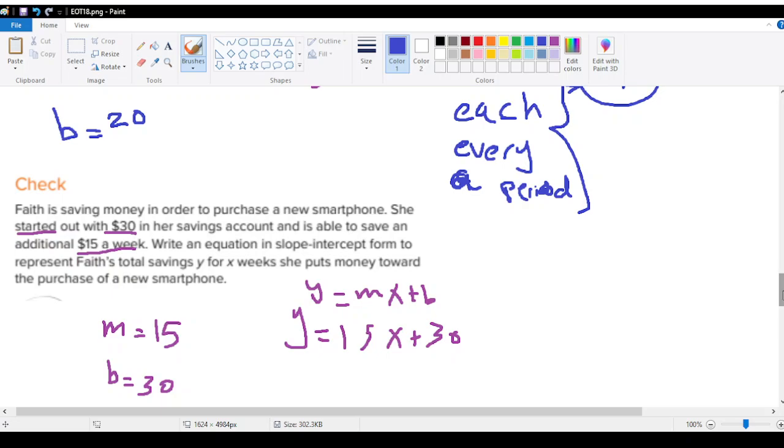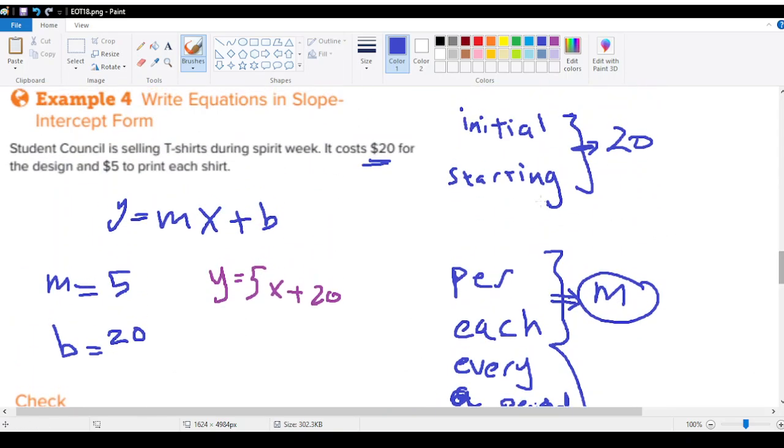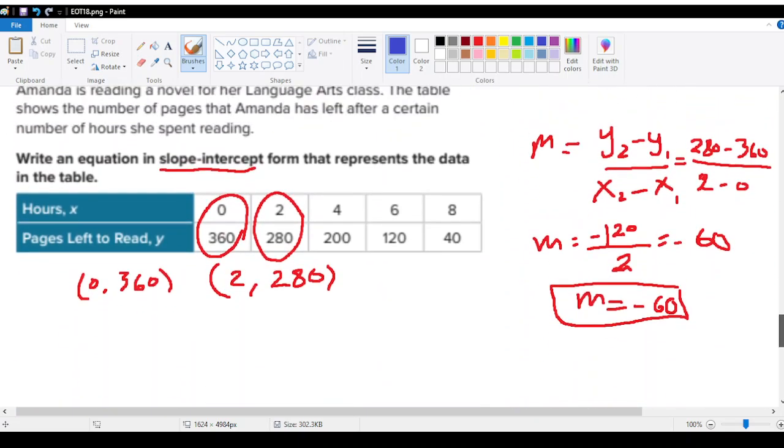For b, we find it from the initial or starting value. Here the b is also the same, the initial or the starting value. Can you tell me what's the value of b here from the table? What is the starting value? 360. That's correct because it's the initial. How do we know it's an initial? Because there's zero. If there's zero, that means it is the initial value, or in other words, it's the y-intercept.